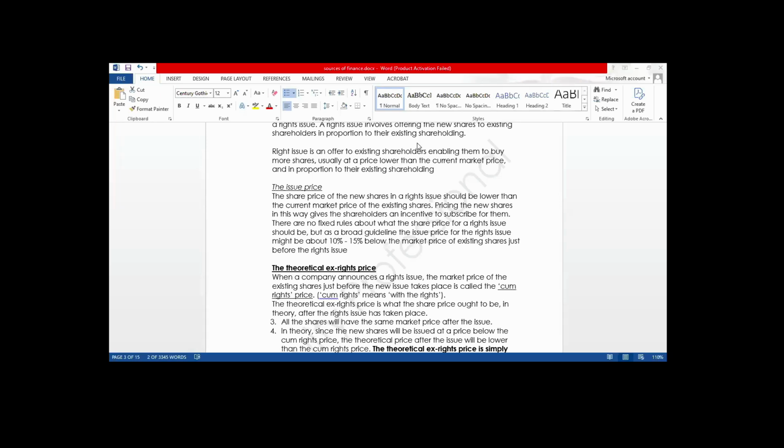Now let us explain. We have explained the different methods you have under equity finance. You have retained earnings, improvements in working capital management, issuing new shares in order to source finance, under public offer, placing, rights issue.